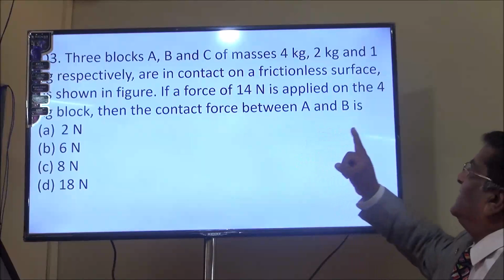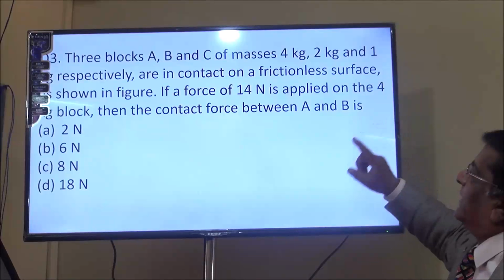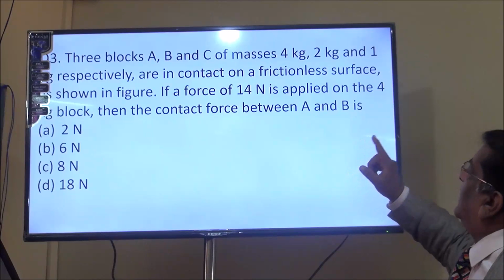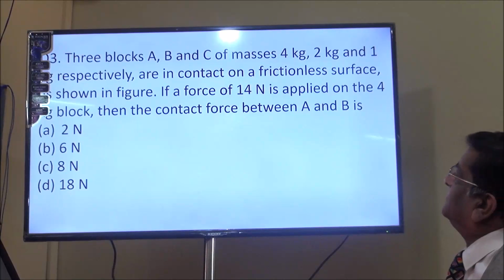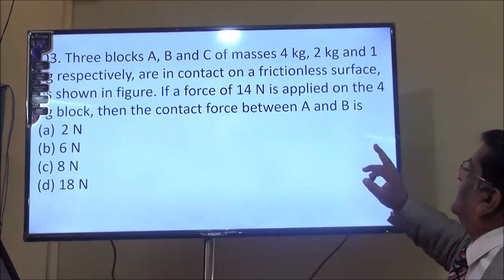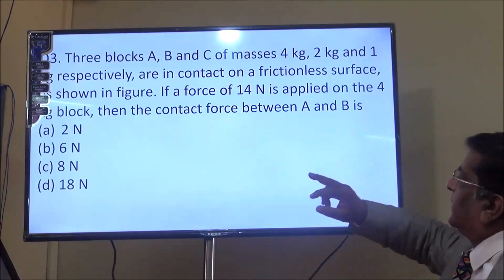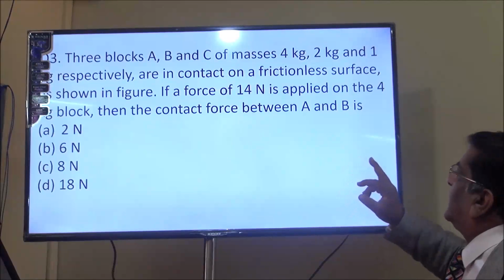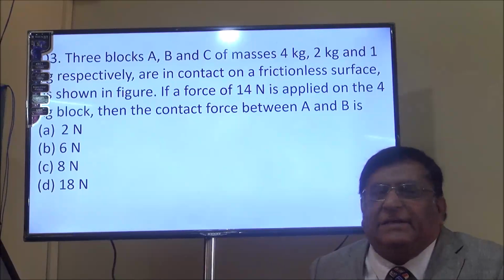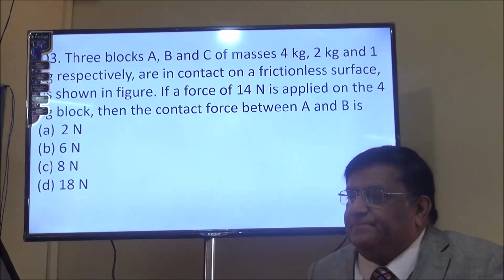The blocks A, B, C of masses 4, 2 and 1 kg respectively are in contact on a frictionless surface as shown in the figure. If a force of 14 Newton is applied on the 4 kg block, then the contact force between A and B. Okay, what we are studying is contact forces.